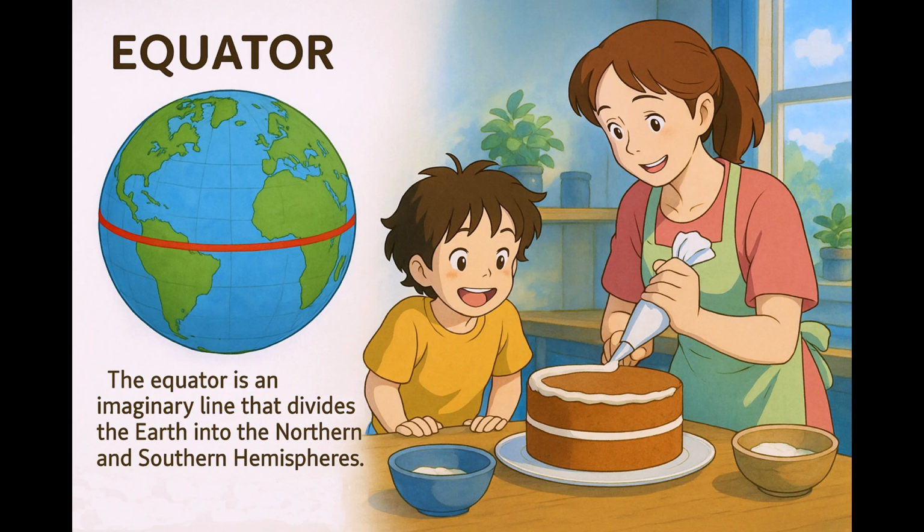In this analogy, the cake represents the Earth. The frosting line is like the equator, and the act of evenly spreading it around symbolizes how the equator evenly separates the hemispheres.